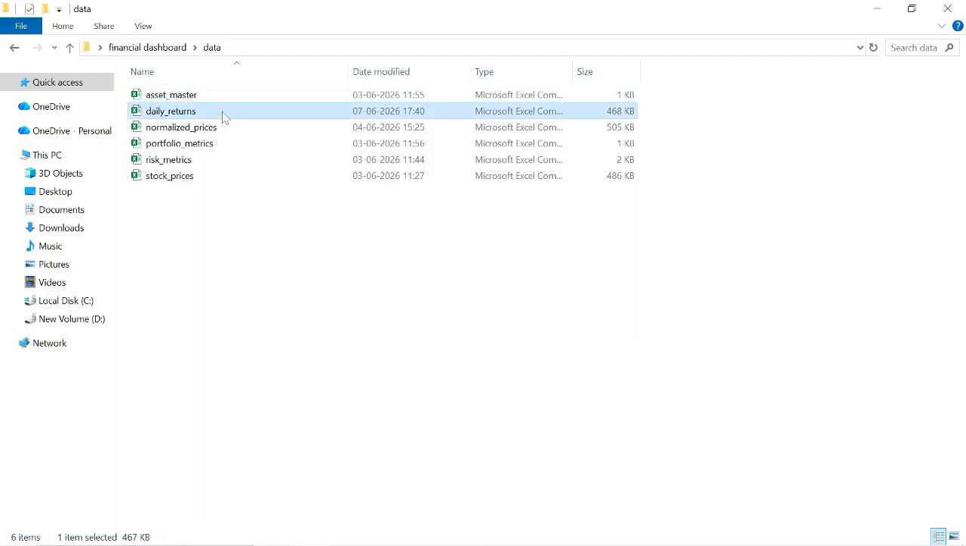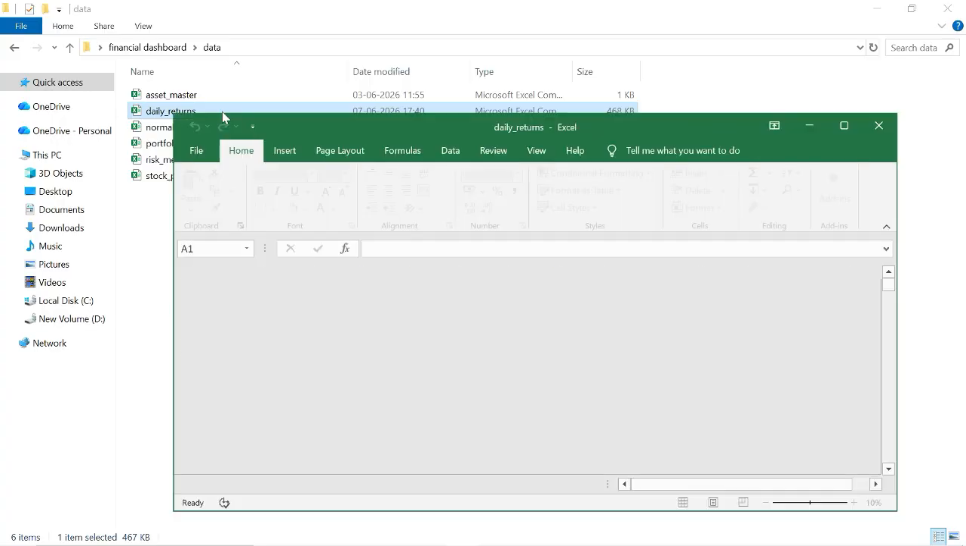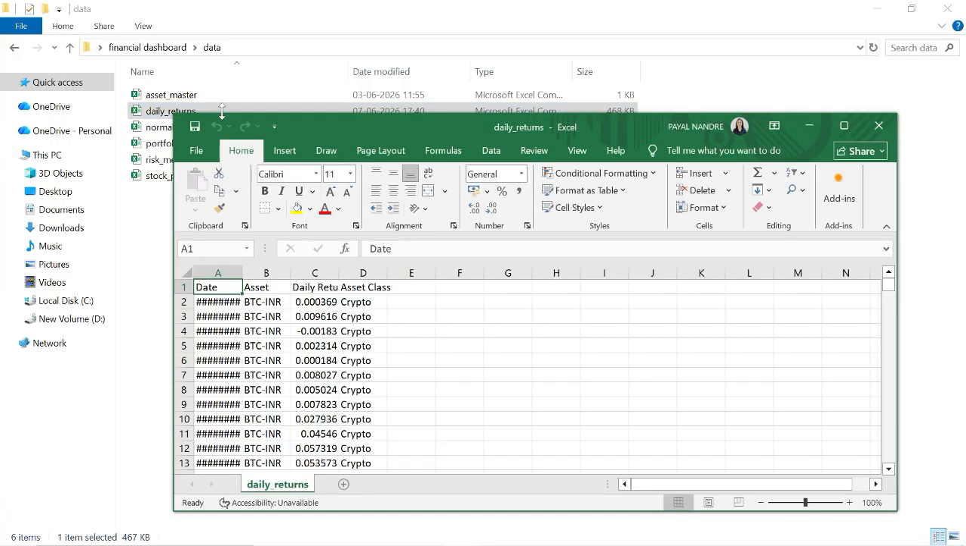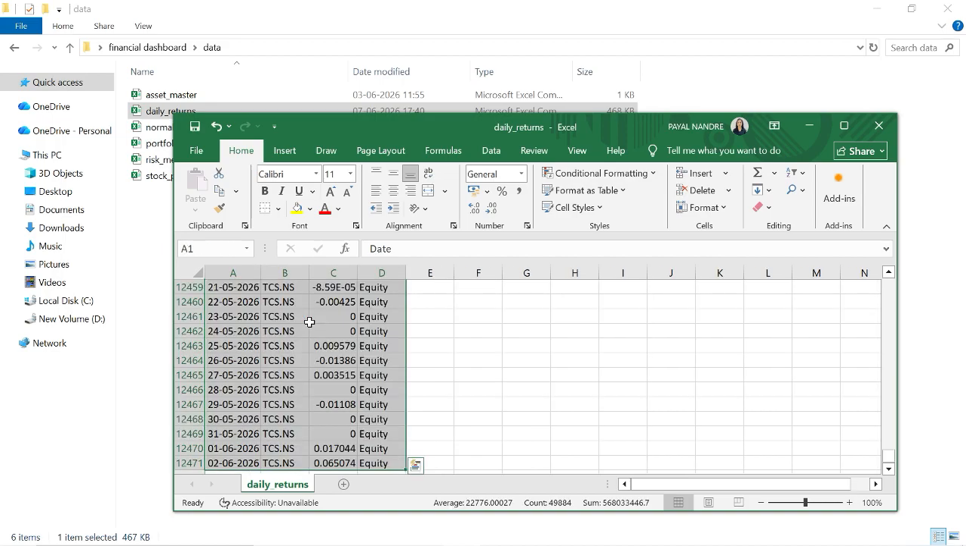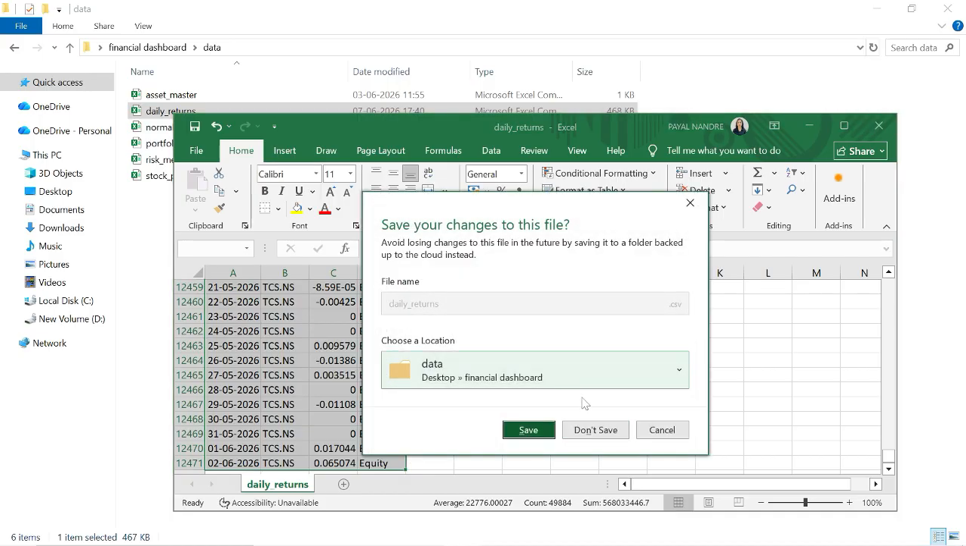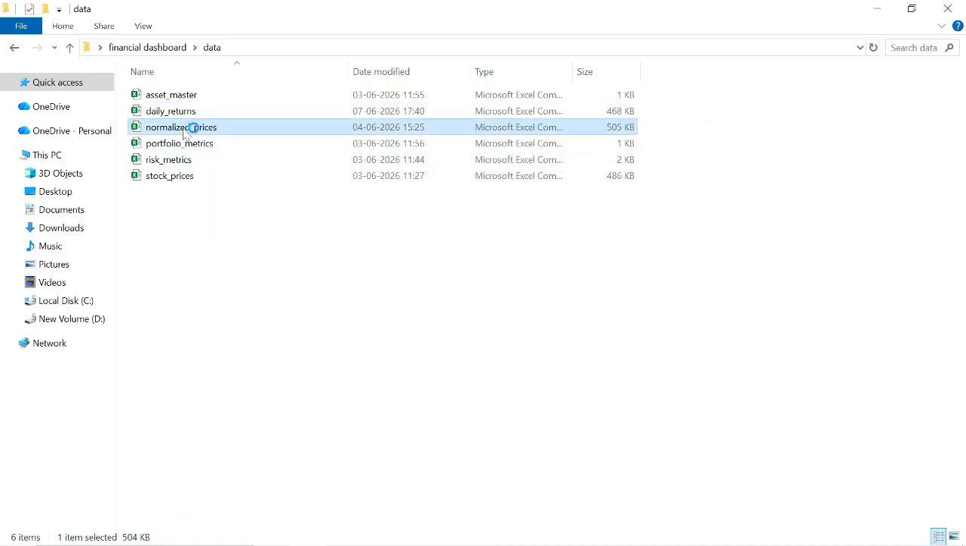Next is the daily returns. As the name suggests, it contains the daily returns from a particular time range for each and every asset. As you can see over here, the date is there, like I have chosen from January 1st of 2023 to today, June 2026, and for all the assets the same period is used, and I guess there are a total of 12,471 rows.